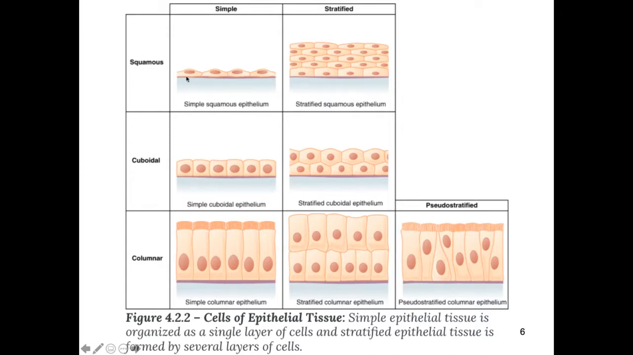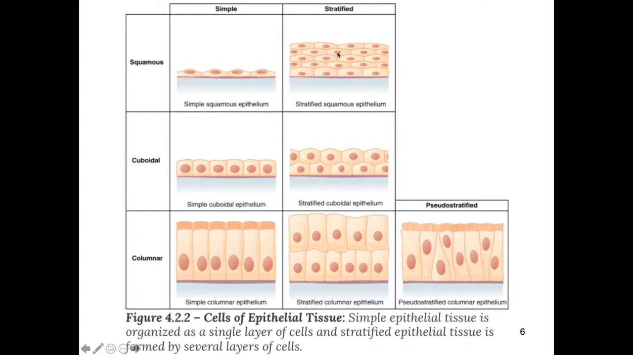So simple squamous epithelium is when we just see it's one cell layer thick. Simple cuboidal epithelium, it's one cell layer thick of cube cells. When we see tall columns that are one layer thick, then we call it simple columnar.